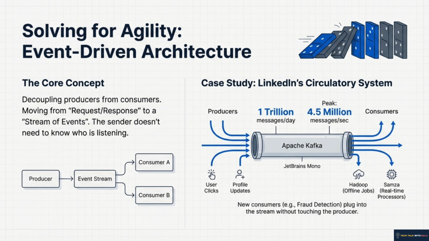Enter event-driven architecture. Instead of asking for a response, we just stream events. LinkedIn calls this their circulatory system. They handle 1 trillion messages a day. The concept? Producers, like user clicks, push data into a stream, Apache Kafka. The magic? The producer doesn't care who is listening. You can add a new consumer, like fraud detection, and the producer doesn't even know. You plug it in, and it drinks from the stream.